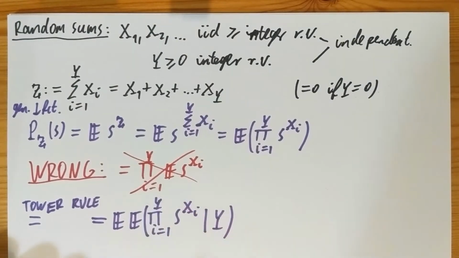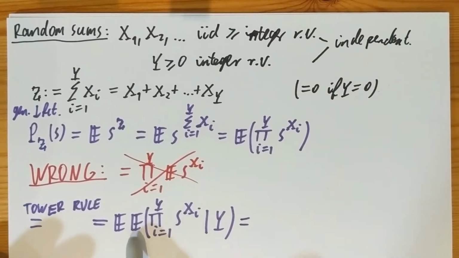Given y is not random. So for this conditional expectation, y behaves like a fixed non-random number. So for the conditional expectation, I do have the right to swap the expectation and this product here. Given y, the xi's are still IID because of this total independence property. Given y behaves like a fixed non-random number.